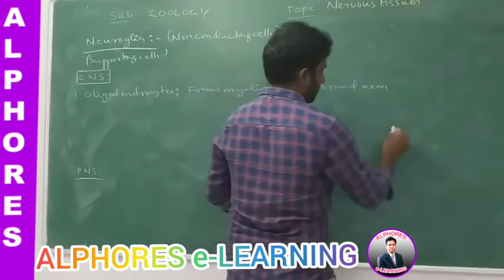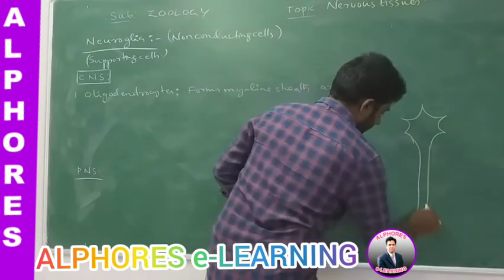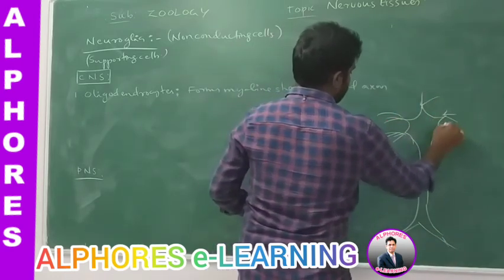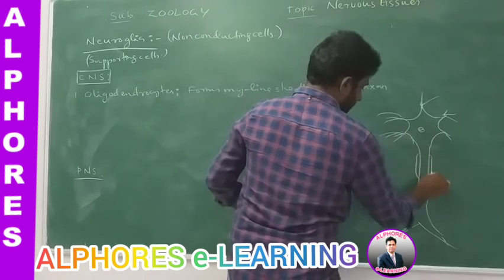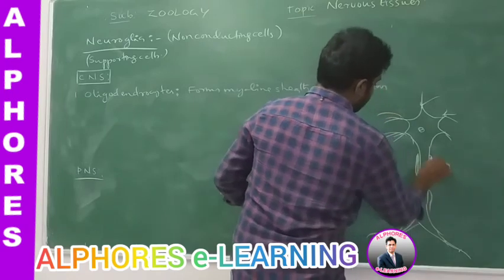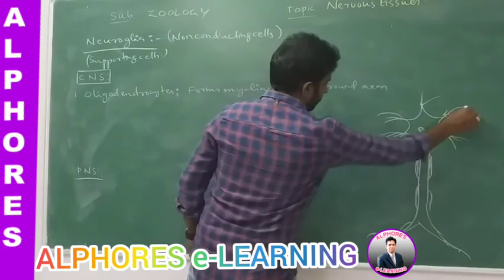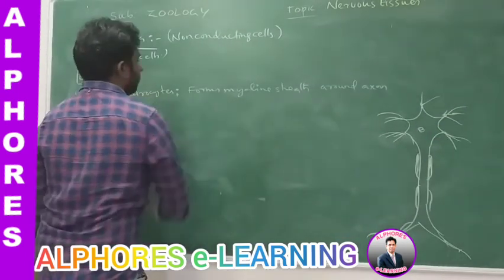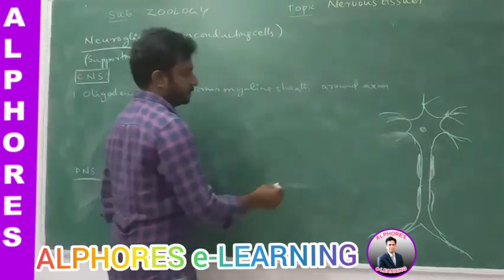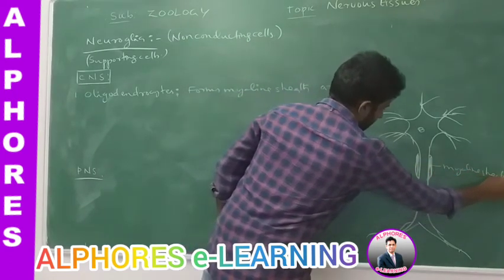Already we discussed the structure of the multipolar neuron. In a multipolar neuron, many dendrites are present and only one axon, which is covered with a myelin sheath. The myelin sheath which covers the axon of a multipolar neuron is formed by the oligodendrocytes in the CNS. This layer is called the myelin sheath.